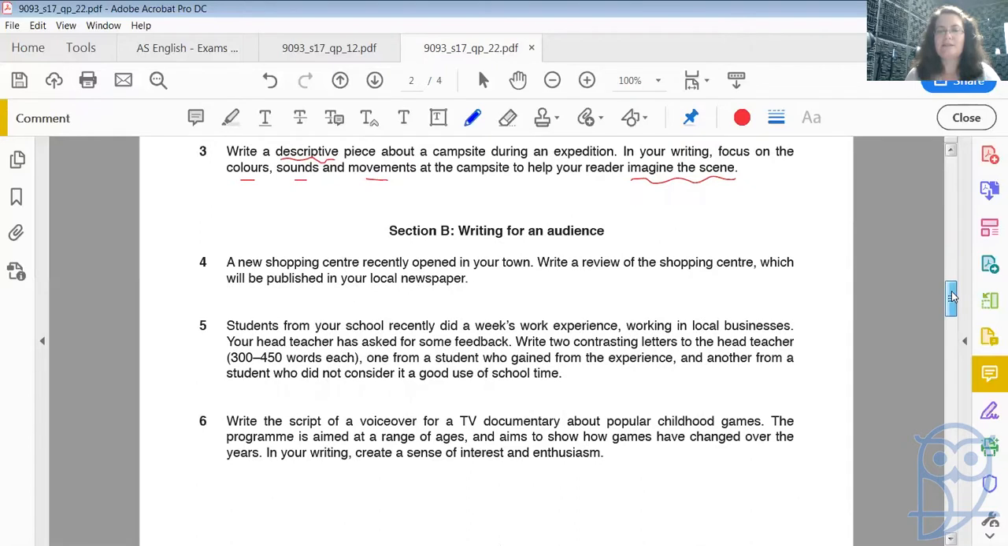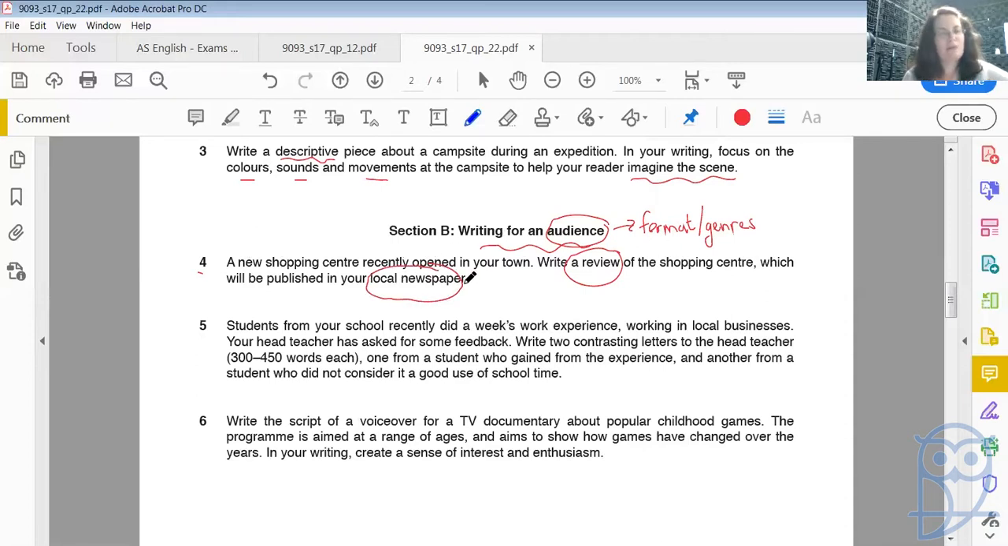Now, let's look at some Section B questions and how you should approach them. This is all about writing for an audience, and this tests your awareness of an audience, but it also tests your knowledge of and awareness of format or different genres of writing. Formats and genres, styles. So for example, number 4, a new shopping center recently opened in your town. Write a review. So it's got to take the form of a review, okay, of the shopping center, which will be published in your local newspaper.